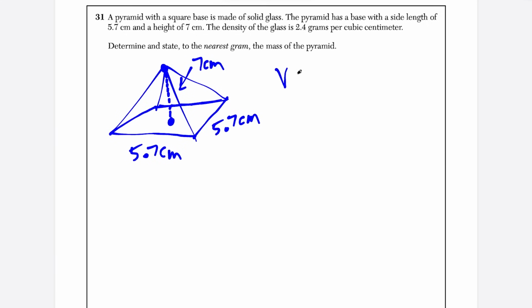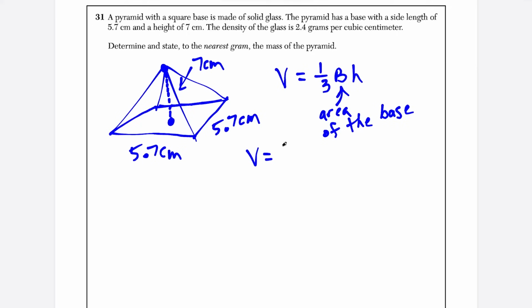Now, we have to know that the volume of a pyramid is 1/3 times capital B times H. This formula is in the back of the Regents, and they define each piece for you. Capital B is the area of the base. So this is the important thing that we have to find. Since the base is a square, we're going to do volume equals 1/3 times capital B, we're doing 5.7 centimeters times 5.7 centimeters. And then we're multiplying the area of the base times the height, which is 7 centimeters. So we're doing this and then times 7 centimeters.